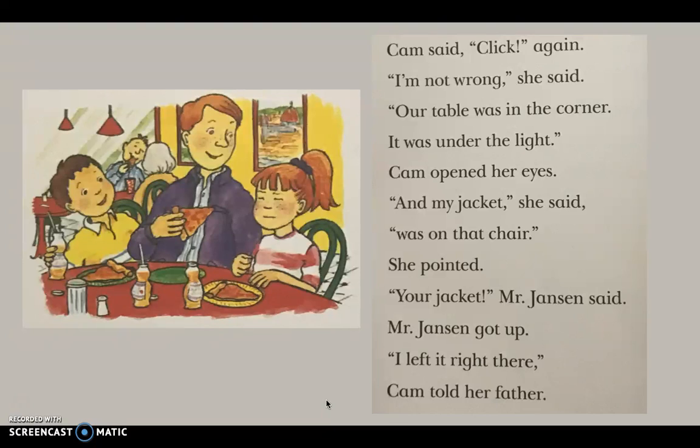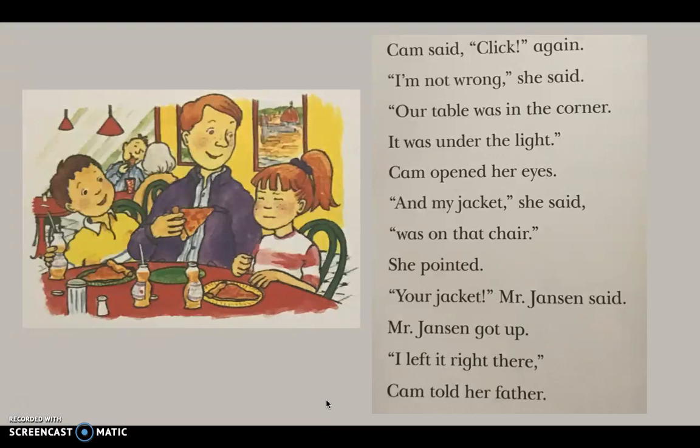Cam said, click again. I'm not wrong, she said. Our table was in the corner. It was under the light. Cam opened her eyes. And my jacket, she said, was on that chair. She pointed. Your jacket, Mr. Jansen said. Mr. Jansen got up. I left it right there, Cam told her father.